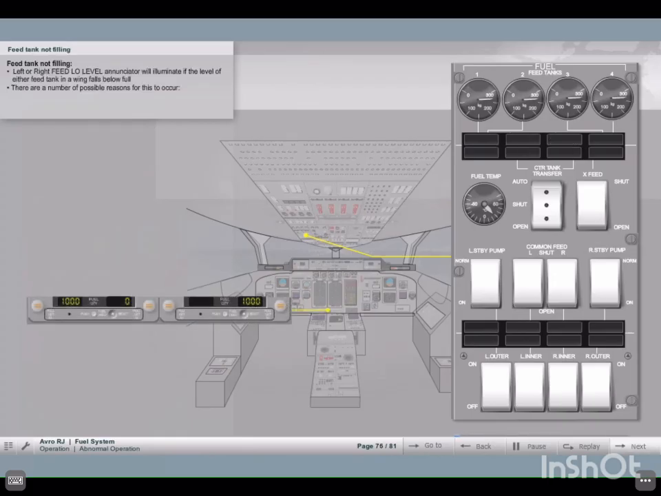Feed tank not filling. The left or right feed low level annunciator will illuminate if the level of either feed tank in a wing falls below full. There are a number of possible reasons for this to occur. For example, low fuel state without a fuel system failure, possible fuel leak, or both the inner and standby pumps failed on the same side.